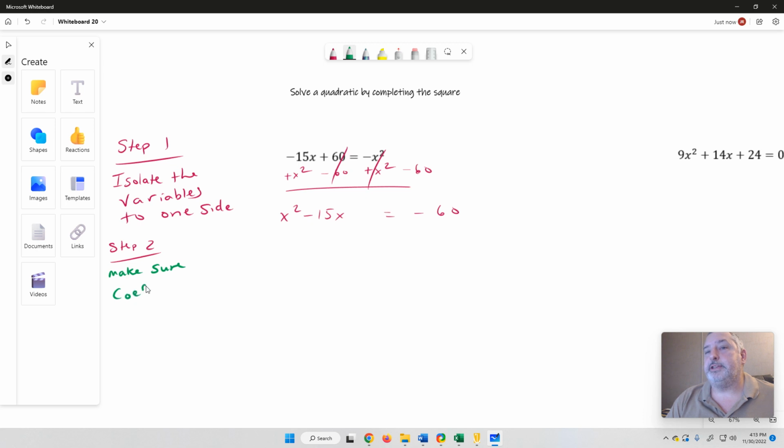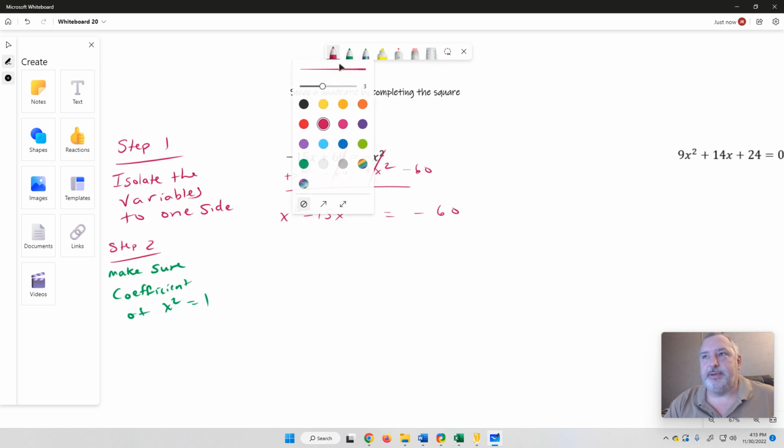the coefficient of x squared is 1. So right there should be a 1. Now that's going to be a problem in this second example, so that's why I'm going ahead and giving you that step. So here we don't need to do that step, so now is where the completing the square step comes in. So now we're going to complete the square.